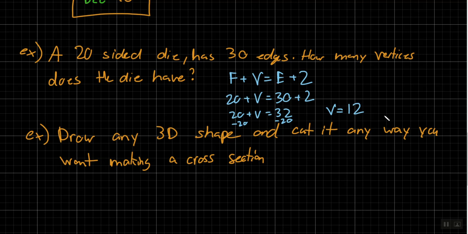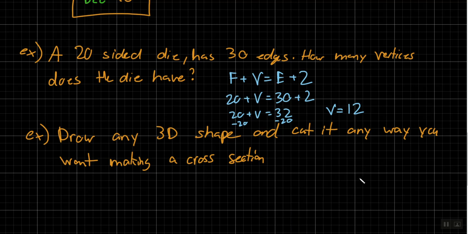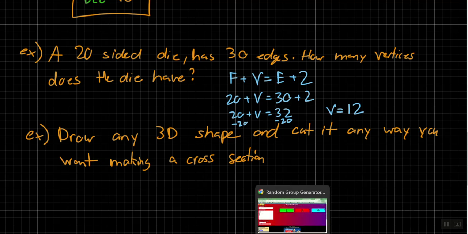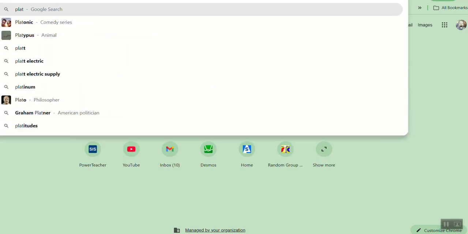V is 12. Do you wonder what this looks like? Yeah. So this is called a platonic solid, which is a very special shape. There's only 5 of these types of shapes in the universe. People have tried to find more. It is really hard. So we're going to skip this for a second. So I'm going to show you a platonic solid.